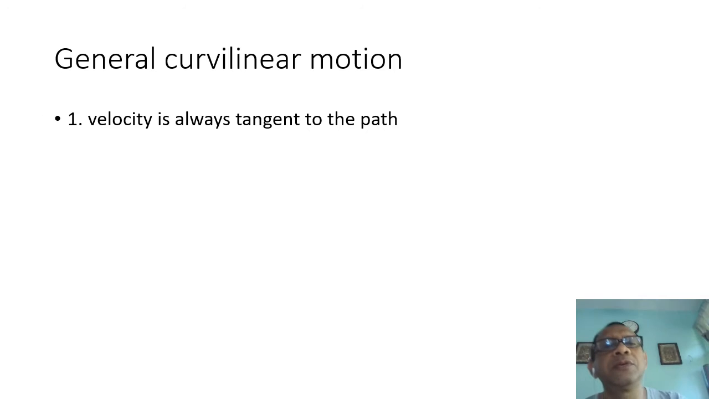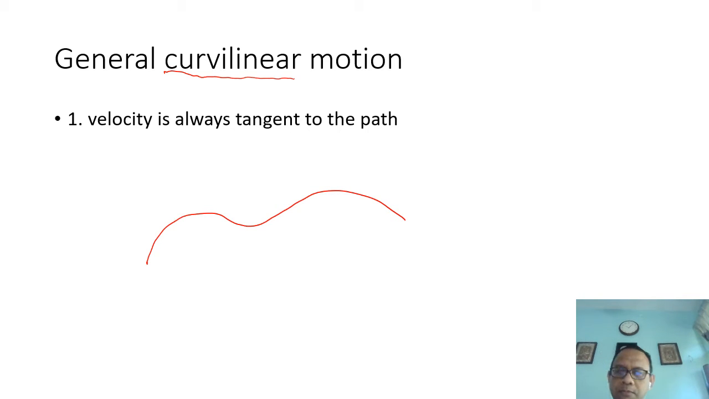The first part is on the general curvilinear motion. What we mean by curvilinear motion is that, assuming there is a path, a general path, and a particle is following the path, at time t1 it is here, at time t2 it is here, and at time t3 it is here. So it is moving from left to right.